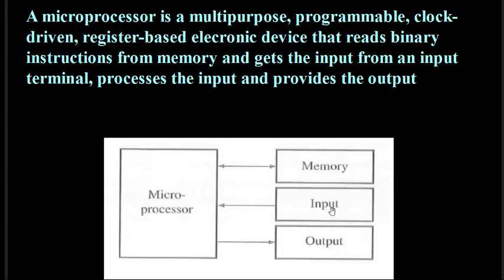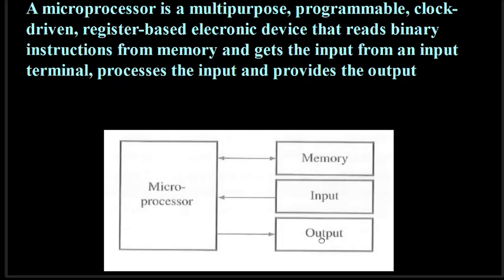Then we have the input terminal. The user or any other device can input the data to the microprocessor from this input terminal. Then the microprocessor processes the instructions, processes the data and gives the output at this particular output terminal. So these are the 4 main components of a programmable device: a microprocessor, memory, input and output.